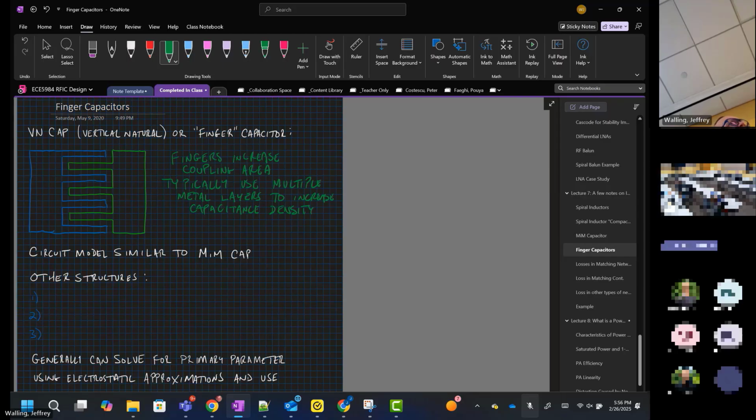One other thing about the MIM caps that I didn't mention is sometimes processes will have a dual MIM cap where they have 2 mezzanine metal layers. And again, they're just really trying to decrease the thickness between the 2 metal plates, really increasing the capacitance density. And in some of the processes that I've seen, they can get about 2x the density for a dual MIM cap compared to a single MIM cap.